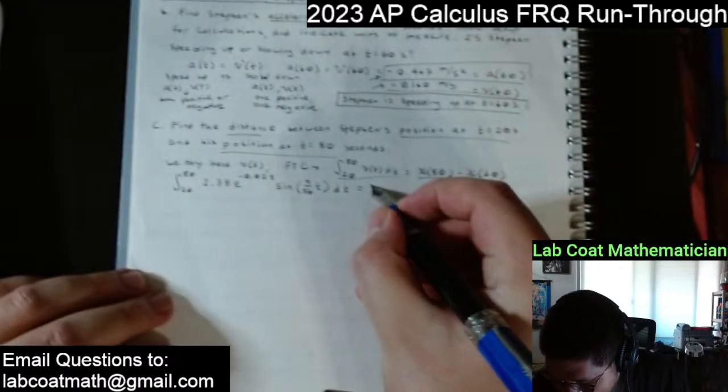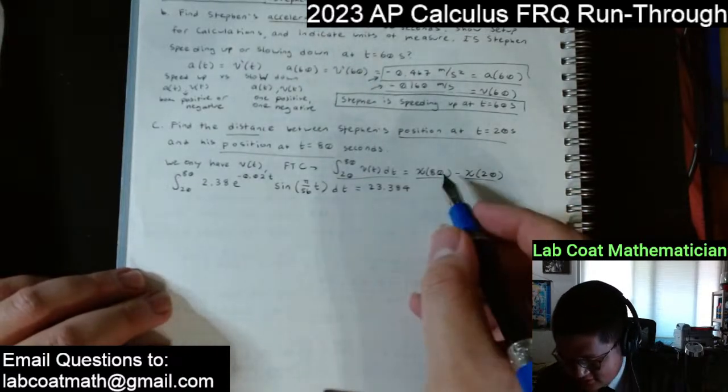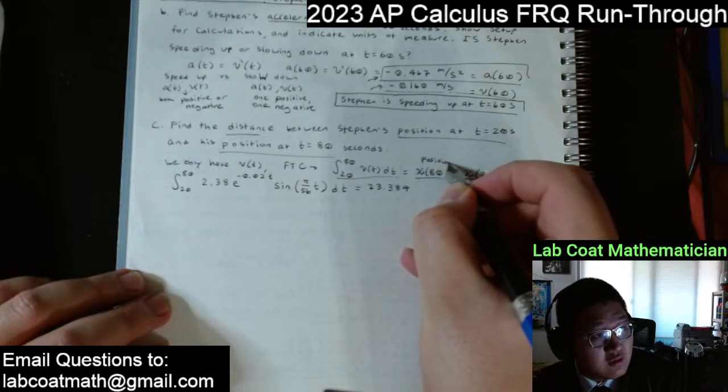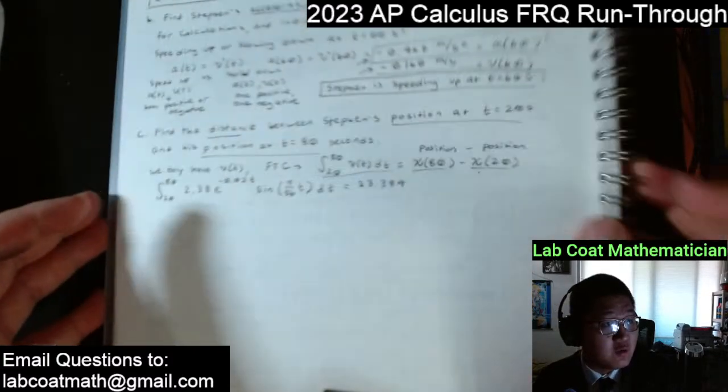23.384. And again, because this is a difference in actual position, right? So this is a position minus a position. And we need the calculator to focus up here.